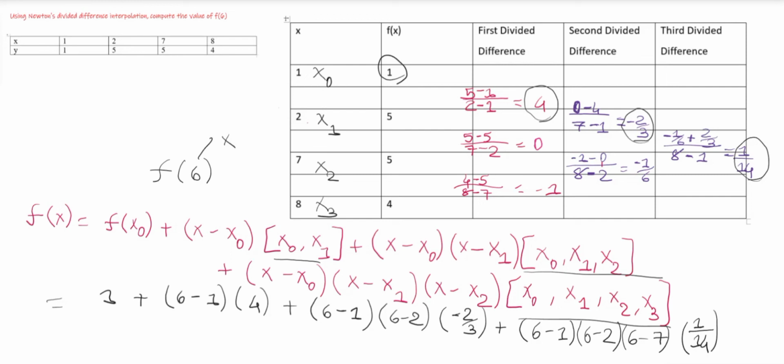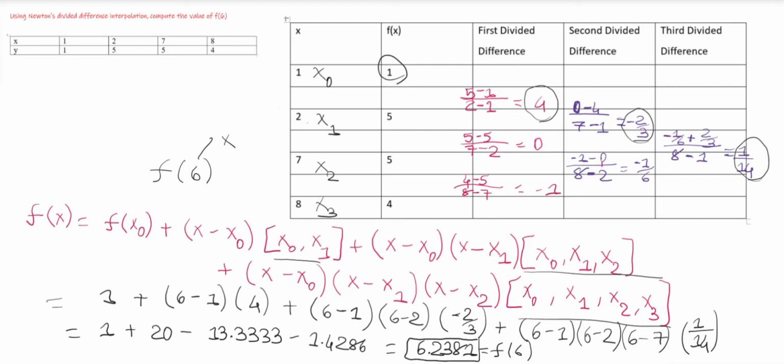On solving this, we get 1 plus 20 minus 13.3333 minus 1.4286, which is equal to 6.2381. So this is how we solve the examples based on the Newton's divided difference formula.